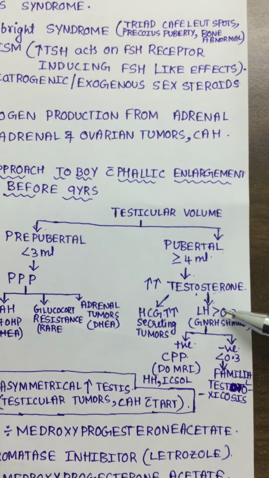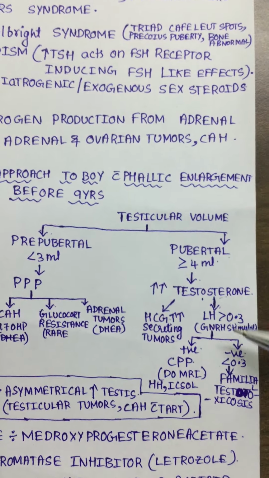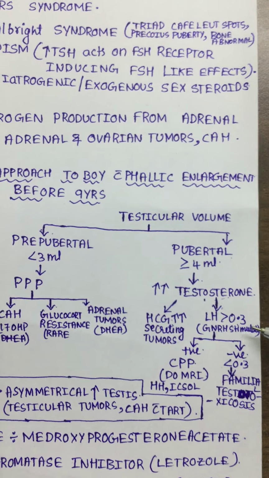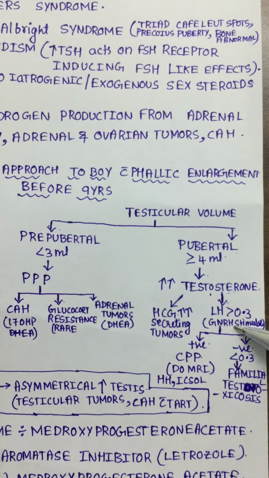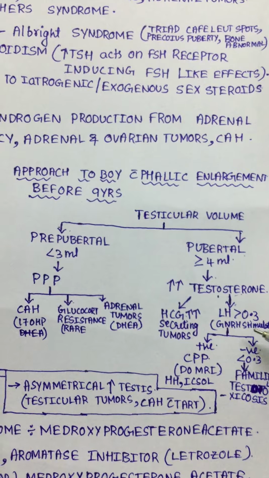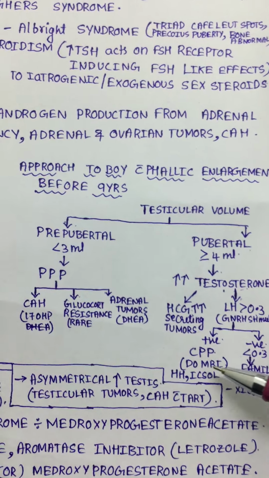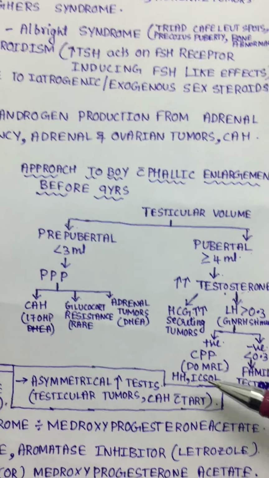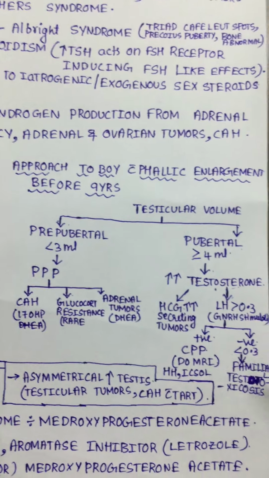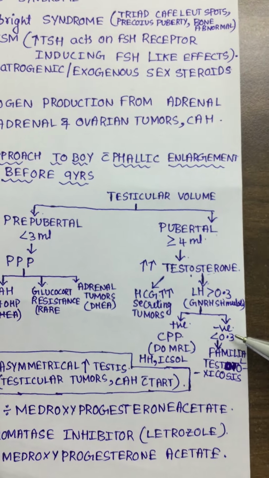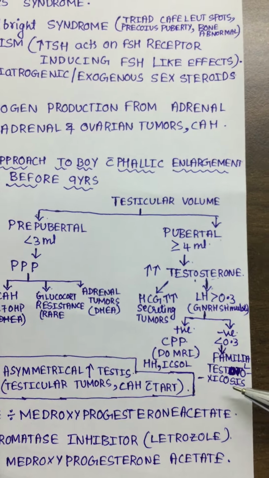LH also you should measure. If LH is more than 0.3, then do a GnRH stimulation test. If LH is more than 0.3, then it is central precocious puberty. Do MRI. If it is abnormal, suspect a hypothalamic hamartoma, ICSOL. If the LH is less than 0.3, then it is familial testotoxicosis.